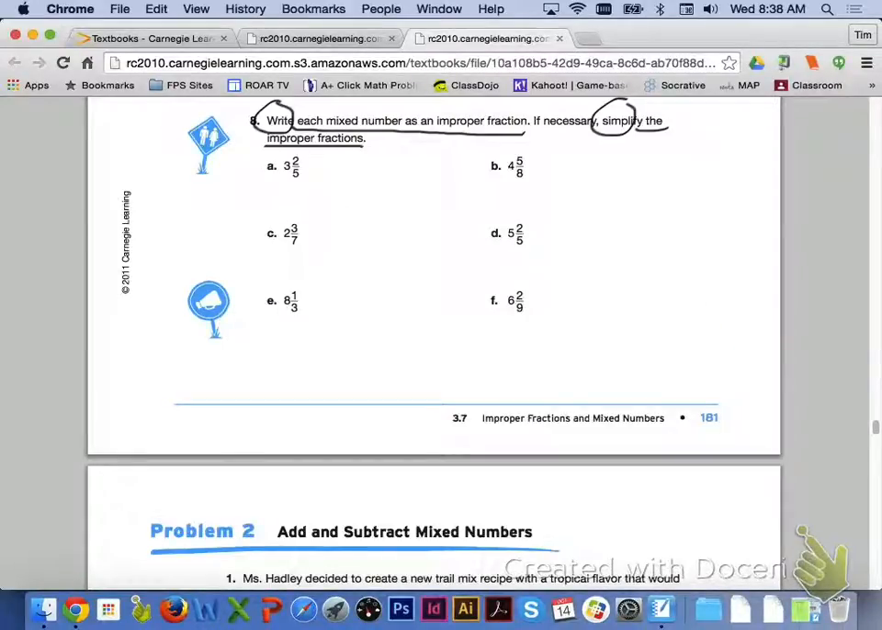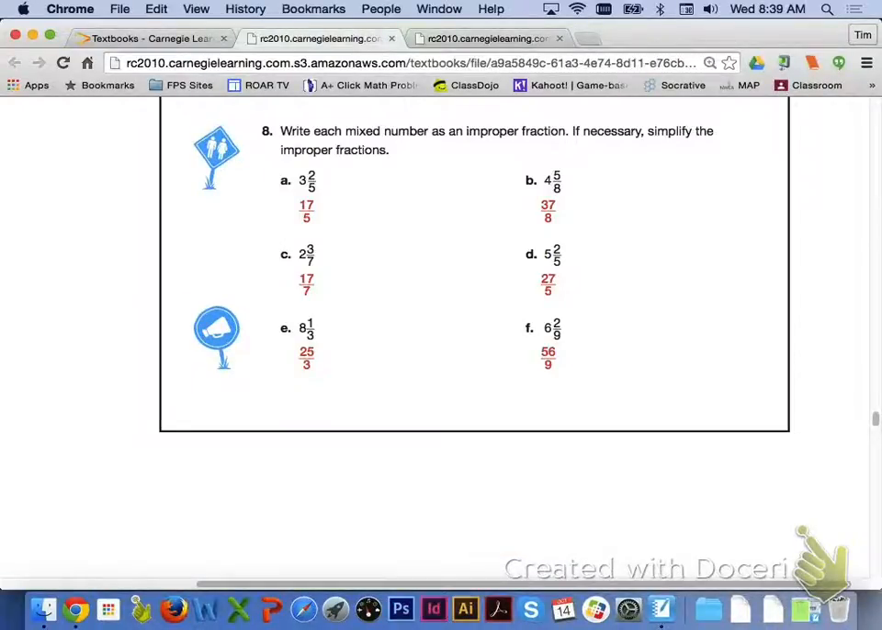Number 8 at the bottom of page 181 tells us to write each mixed number as an improper fraction and, if necessary, simplify the improper fraction. Do letters A through F with your group members. Letter A, 17/5, B, 37/8, C, 17/7, D, 27/5, E, 25/3, and F, 56/9.